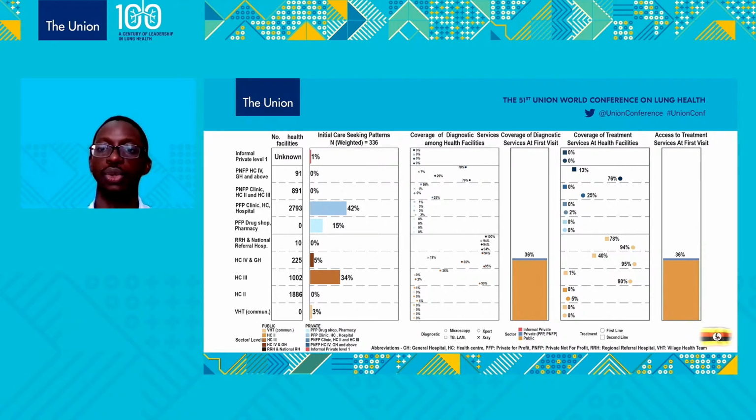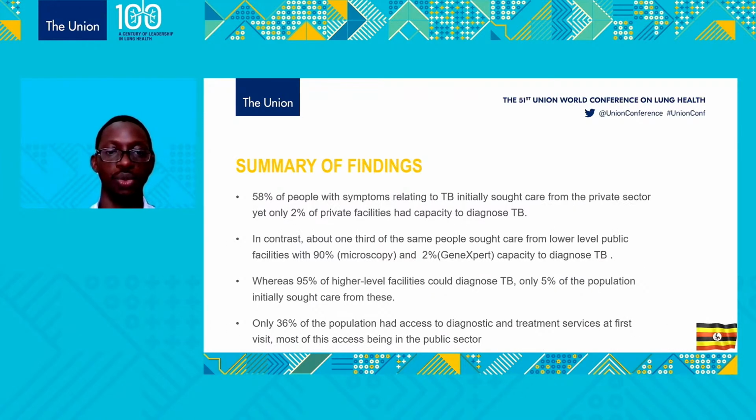Some of our studies have shown that people tend to come and get a diagnosis after their third visit. So the first visit of initial care seeking is what was important to analyze as well. And this is a summary of what we found, that 58% of people with symptoms relating to TB initially sought care from the private sector, and yet only 2% had the capacity to diagnose TB.